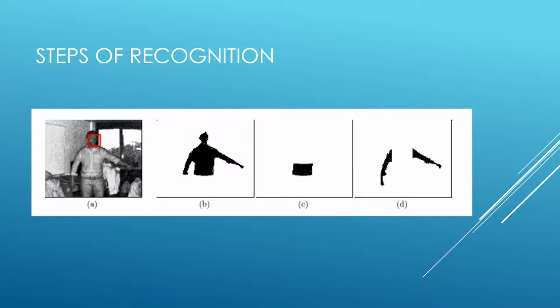Now, how does it actually take that image and then turn it into a recognition of a gesture? So first off, it has to be able to identify the user, and that's through the face. What it does is it takes that grayscale image and tries to find the face of the human. Once it does that, it's able to get the outline of the human, as we can see in Figure B.